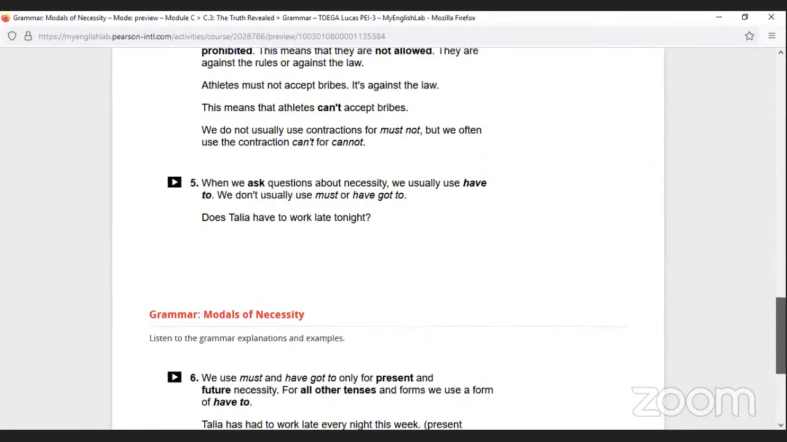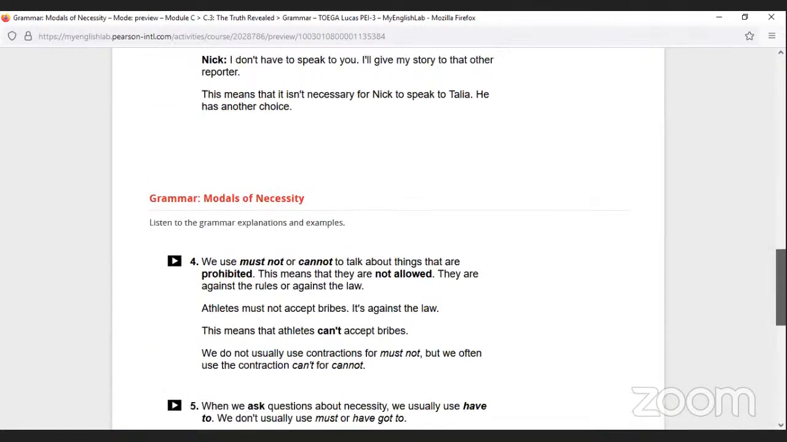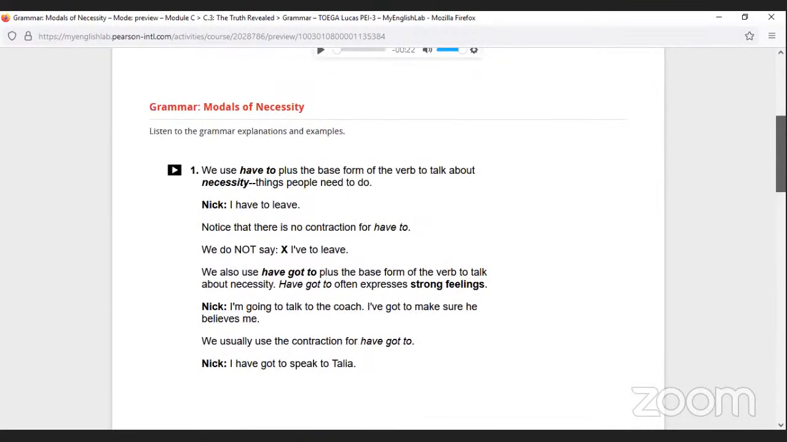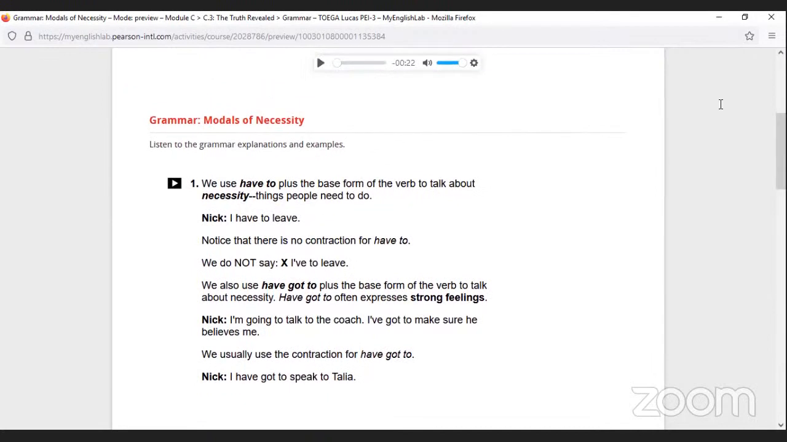Okay, so in this grammar, we will use some modals. We're gonna go step by step. And in the first part, we said that we will use some modals of necessity. What modals can we use to express necessities, obligations? Yes, more like obligations, okay?